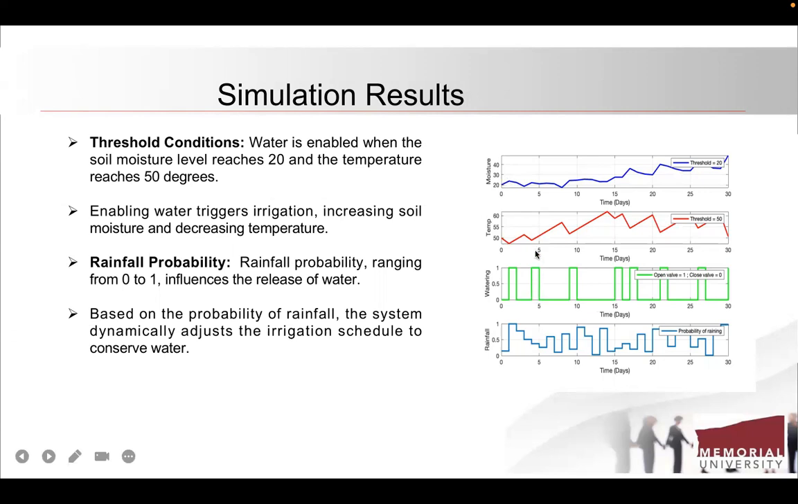And here as well you can see the temperature was more than 50 and the moisture was near 20. And when the moisture was above 20 and the temperature was below 50, we didn't need the watering. And these are the rainfall occurrences, the predictions of the rainfall events.